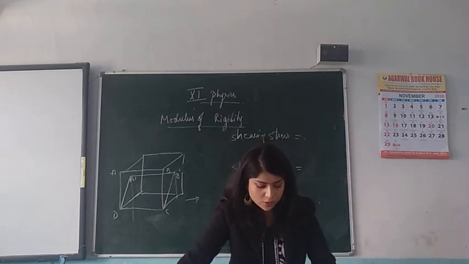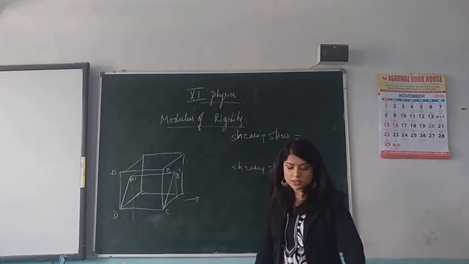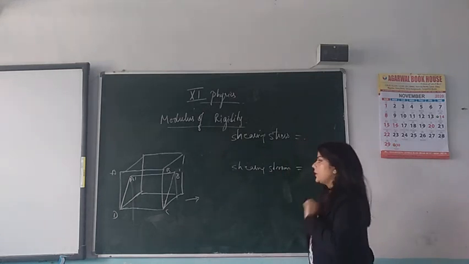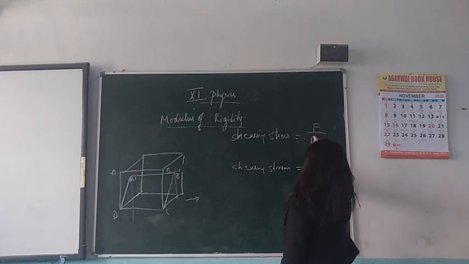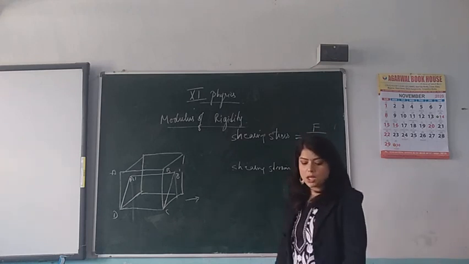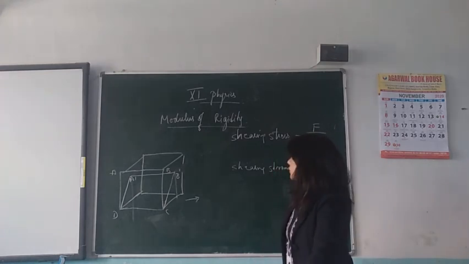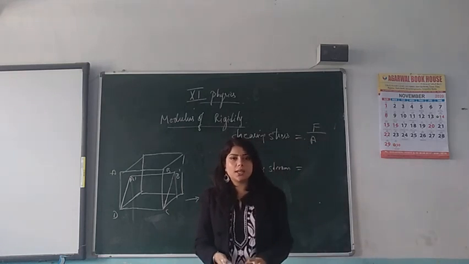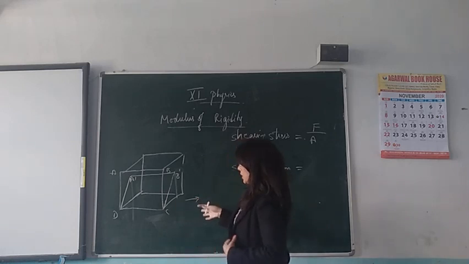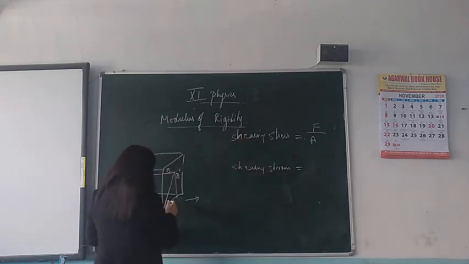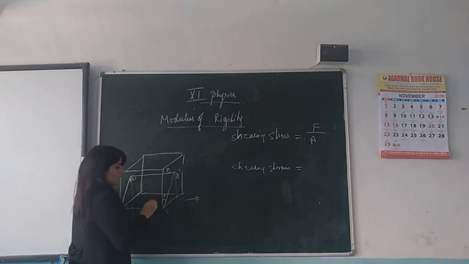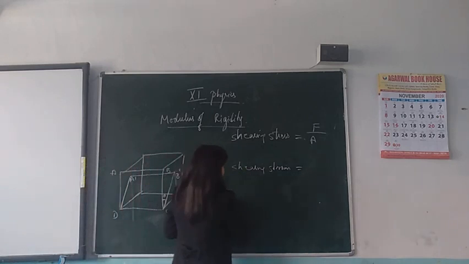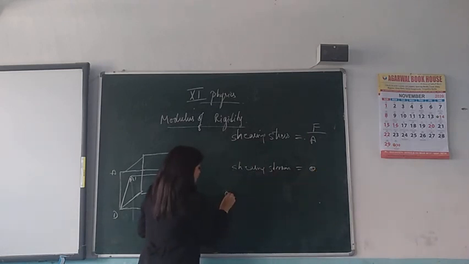Now, for shearing stress, stress is force applied for which area. So it is force per area. Now, for the shearing strain, strain is the amount of change in the body. So what will be the amount of change? If the change of the body is in terms of this angle theta, then the shearing strain will be theta.